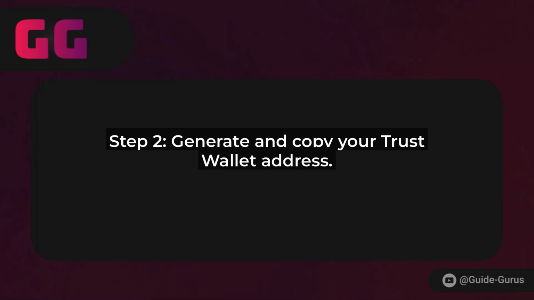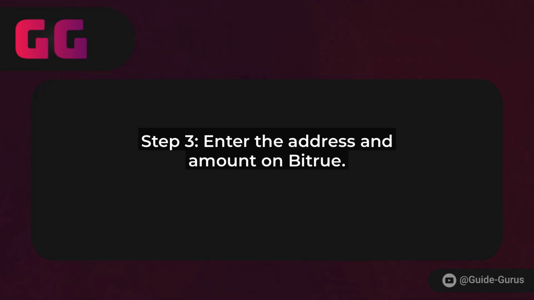Step 4. Back on Bitrue, paste the Trust Wallet address into the recipient field. Enter the amount of Chainlink you want to transfer, but remember to leave enough for network fees. Review everything carefully, then confirm the transaction.